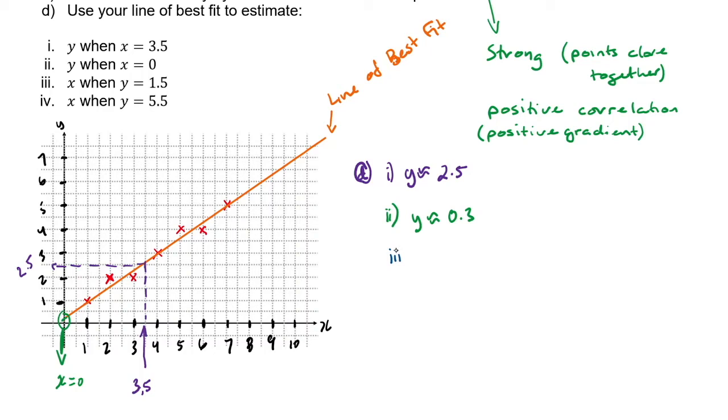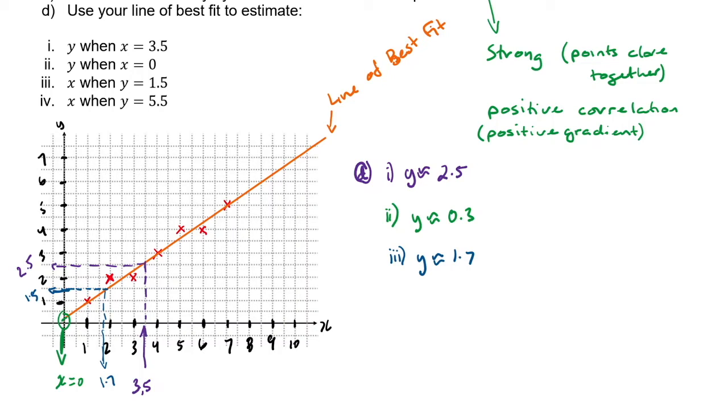Next, we've got our part iii. x when y equals 1.5. So let's go to 1.5. Here's 1.5 right here. And I come across till I hit that line, and then I come down to my x-axis. And it's a little bit over 1.5. I'm going to go 1.7. So I'm approximately equal to 1.7.